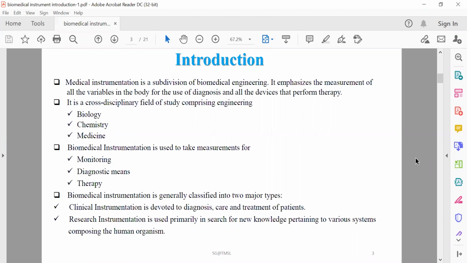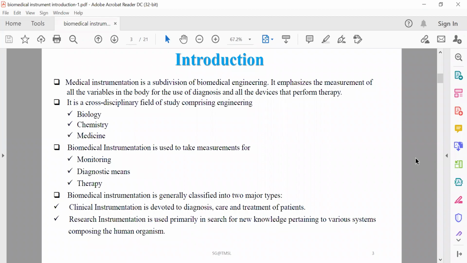So biomedical instrumentation is used to take measurements for these three purposes: monitoring, diagnosis, and therapy. There are two types of biomedical instrumentation, which is the classification. Two major types are available, that is clinical instrumentation and research instrumentation. Clinical instrumentation is basically used for the diagnosis, care, and treatment of patients.